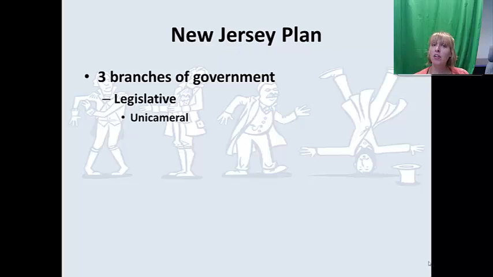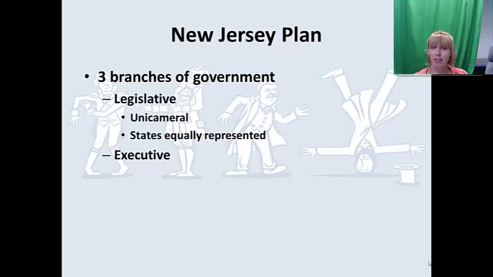Unlike our current legislature, Congress, which has a House and a Senate, the legislature under the New Jersey Plan would just have one house. It would be like the Articles of Confederation and our current Senate in that every state would have the exact same representation. This made sense because New Jersey was a smaller state at the time and had concerns that if we did representation based on population, their ability to have a say in government would decline greatly.